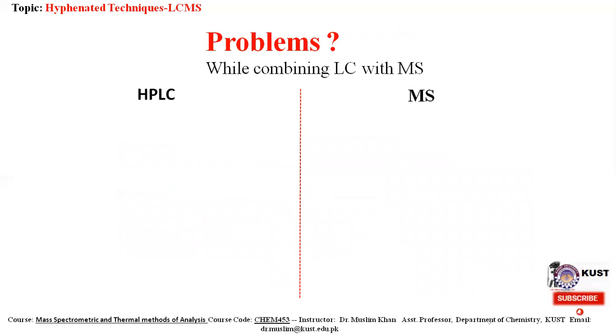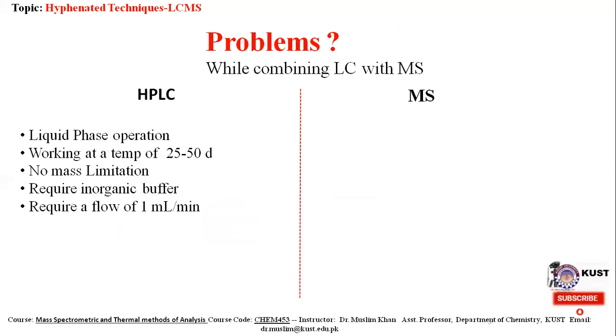But the problem while combining LC with MS is, first of all, HPLC is operated in a liquid phase, and this is working at a temperature of 25 to 50 degrees Celsius. No mass limitation for HPLC, and it requires inorganic buffer and a steady flow of 1 ml per minute.